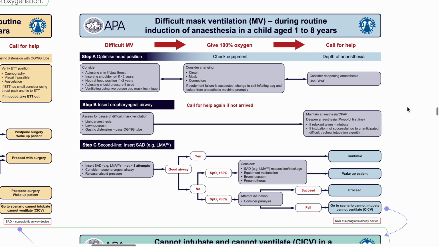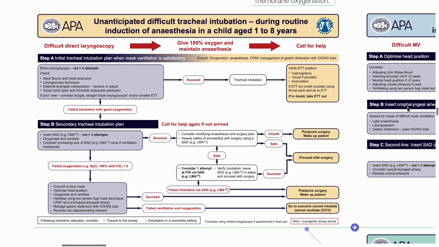Step C, second line, insertion of supraglottic airway device. Not more than 3 attempts, consider nasopharyngeal airway, release of cricoid pressure. If good airway, continue. If good airway not achieved, assess SpO2. If SpO2 more than 80%, consider SAD malposition or blockage, equipment malfunction, bronchospasm, or pneumothorax. Consider waking up the patient. If SpO2 less than 80%, attempt intubation and consider paralysis. If succeed, proceed. If fail, go to scenario of CICV. Next, DAS algorithm.